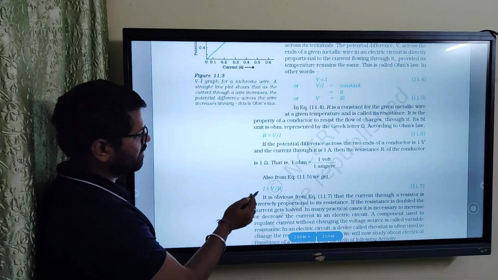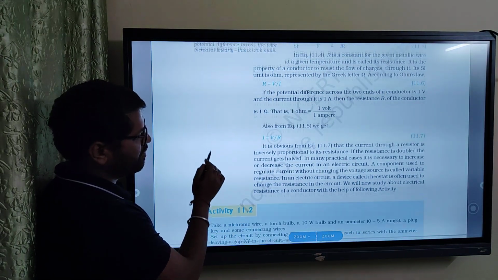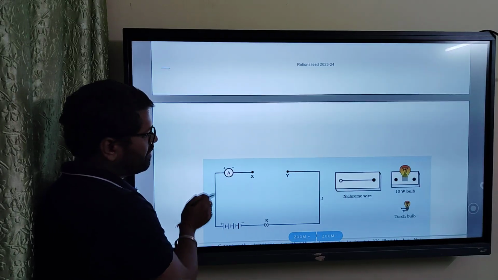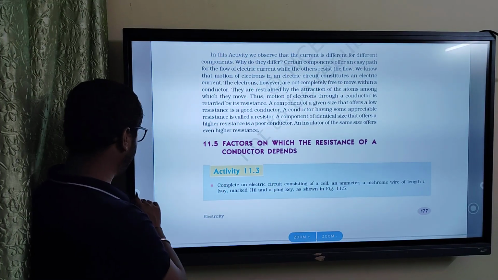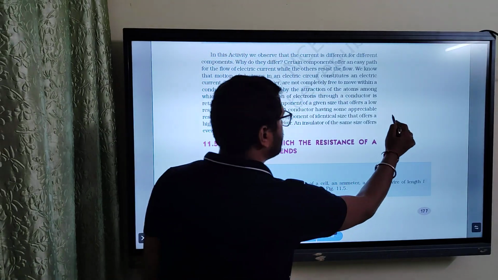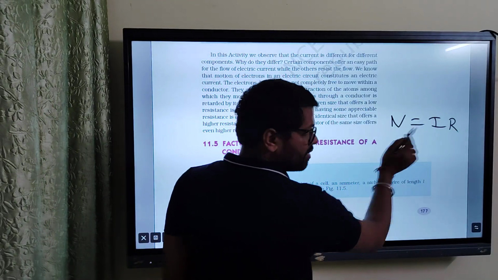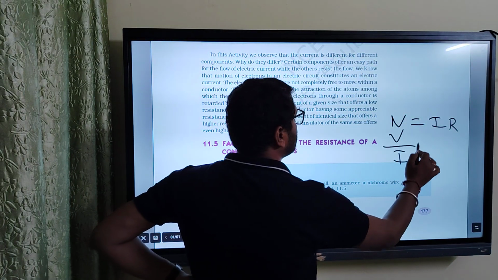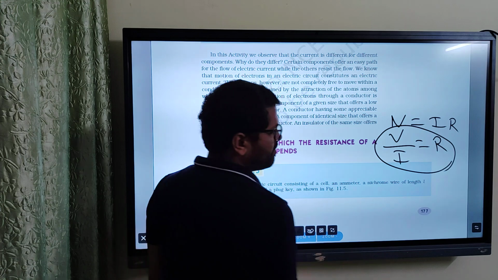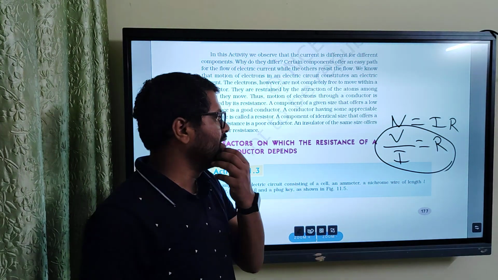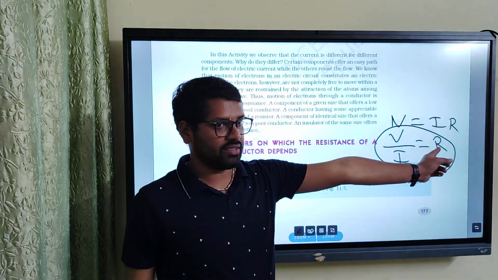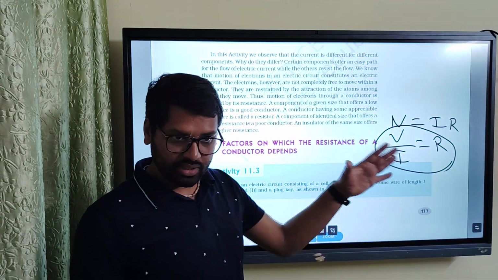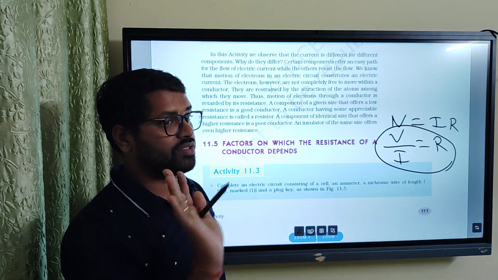See this question, you can see V equals IR, right? V equals IR. If V equals IR, then what will be the R value? R equals V by I. So many times in this chapter later, you will see that we get resistance by V by I. Means if you have voltage, now in this house the potential difference is 220 volt.